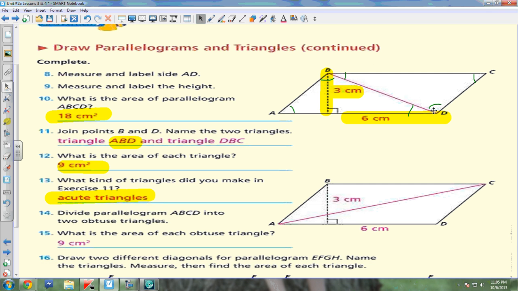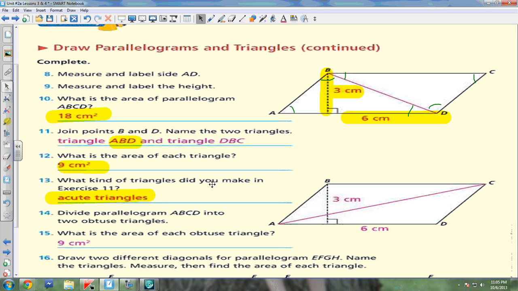And then it says join points B and D. So B to D, which you would make a triangle then. Name the 2 triangles. You have a triangle ABD, and you'd have a triangle DBC. And then the letter in the middle, the B in ABD and DBC, the B would be the vertex. And that's why I had you copy that definition down before. So B is the vertex for both of those triangles. If the area of the whole parallelogram is 6 times 3, which is 18, half of that for the triangle would be 6 times 3 divided by 2, which would be 9 centimeters squared.